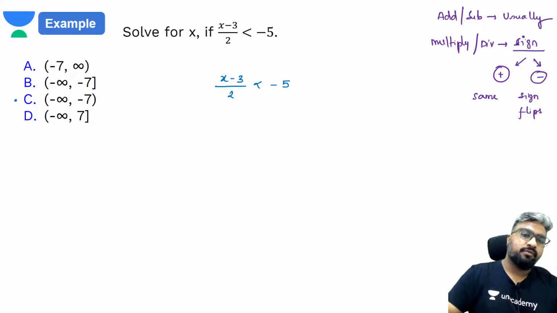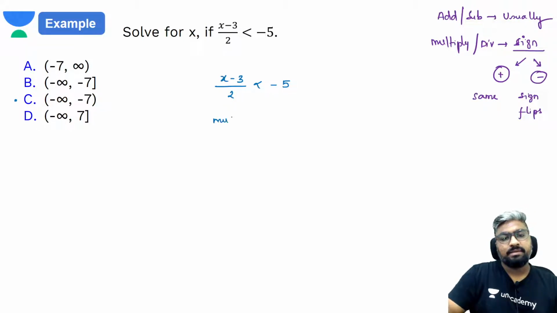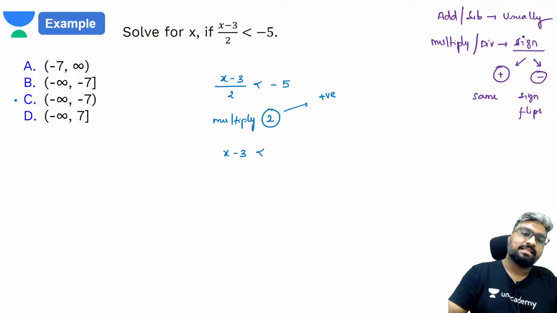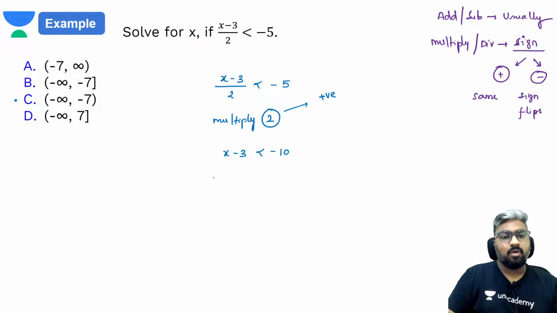तो what will we do? First हमें ये 2 को निकालना है डिनोमिनेटर में जो है, right? So if I multiply both sides with 2, क्योंकि 2 पॉजिटिव है, because 2 is positive, I don't have to worry about anything. तो क्या हो जाएगा? x minus 3 by 2 into 2 is x minus 3, less than minus 5 into 2 is minus 10. Yes. Now what will I have to do? Add 3 on both sides. So x minus 3 plus 3 is x, will be less than minus 10 plus 3 is minus 7.